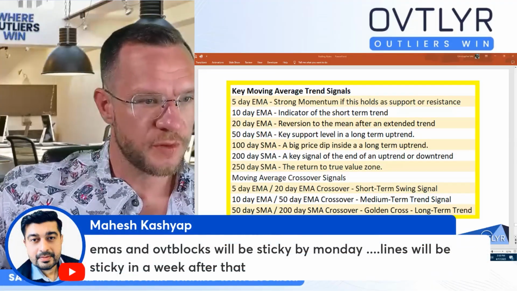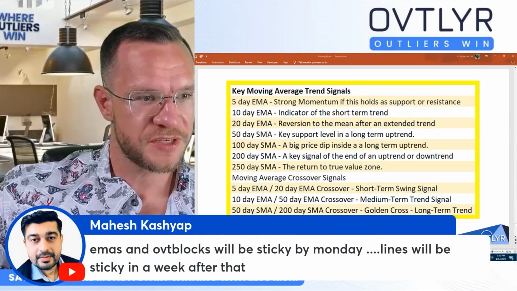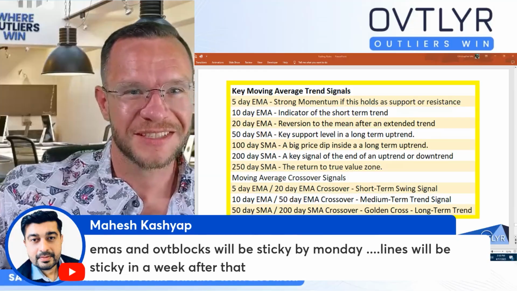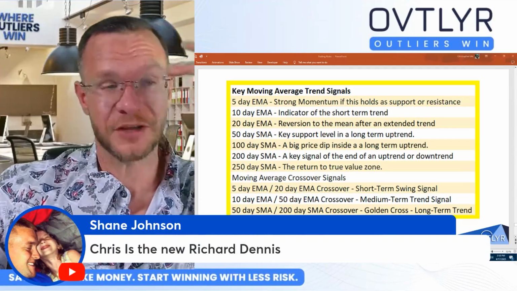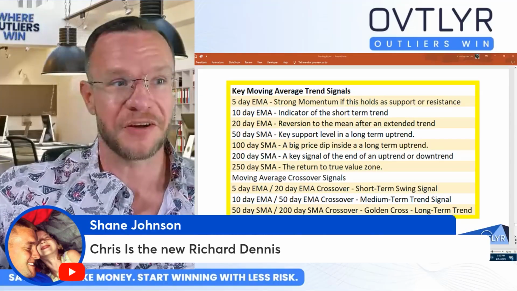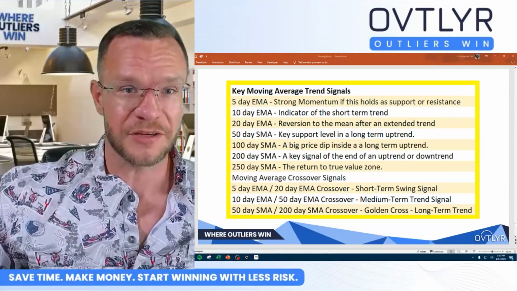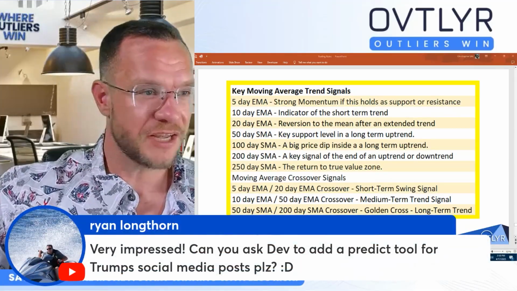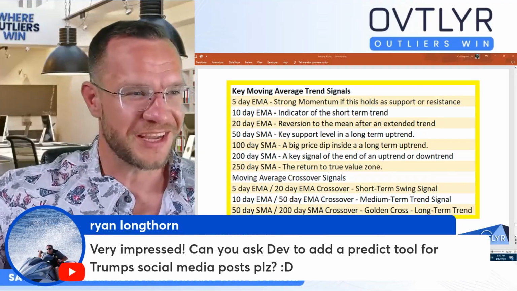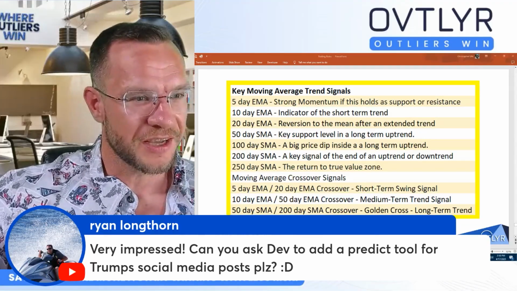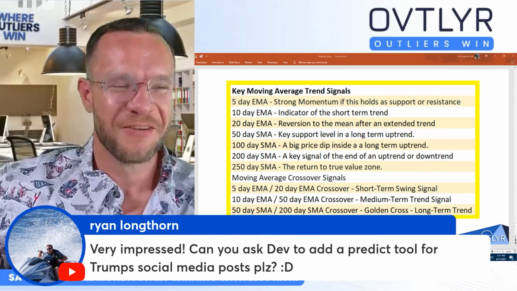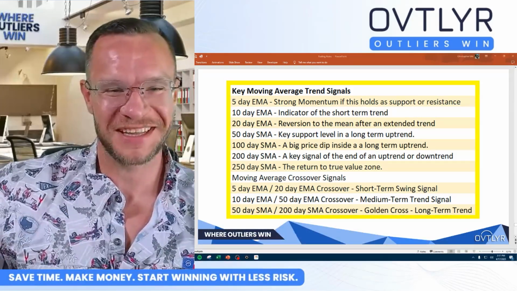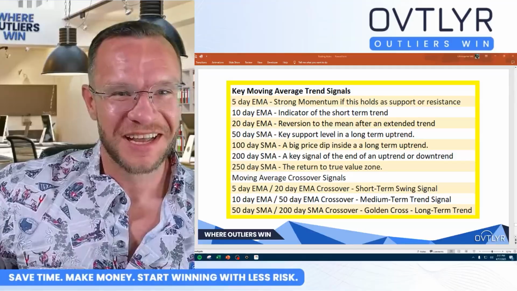Mahesh says, EMAs and order blocks will be sticky by Monday. Lines will be sticky a week after that. Cool. All right. Chris is a new Richard Dennis. There's a very good chance of that. I'll never take that from him, but I'll be my own guy. I'll be Batman. Can you ask Dev to add a predict tool for social media Trump posts? That's really good.